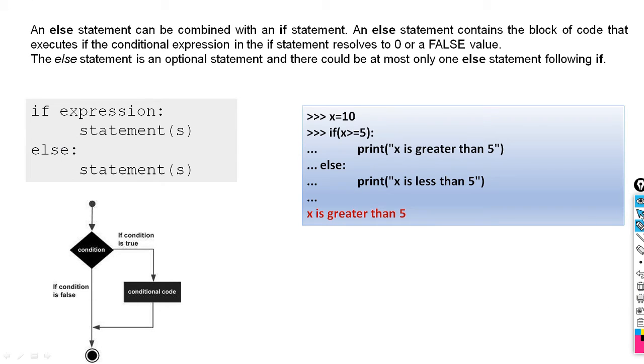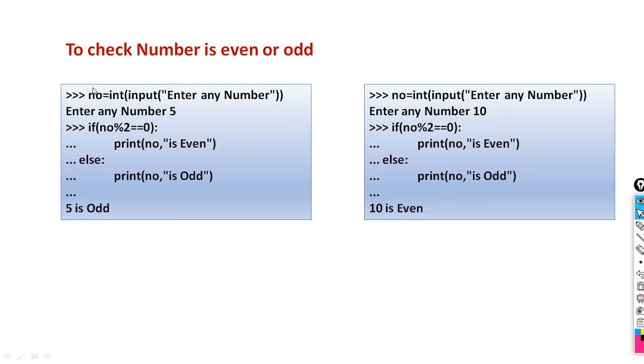So we can see another example here. This is the question: enter any number, input any number and check whether the number is even or odd. So how can we check this? We have seen this question in the algorithm. So this is the input, no is equal to int input, enter any number. It will ask to enter any number, say the number 5 is entered by the user. How can we check whether the number is even or odd? When that number is divided by 2, it gives you some modulus, some remainder.